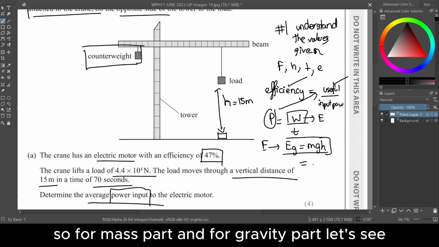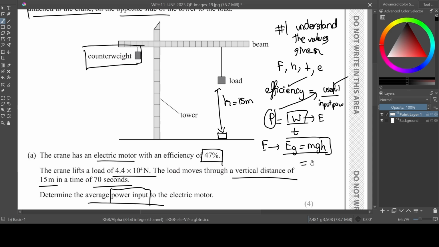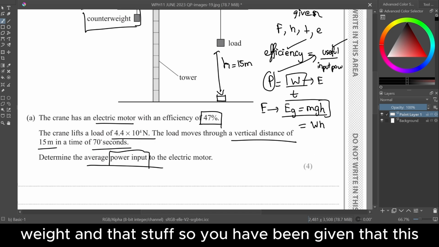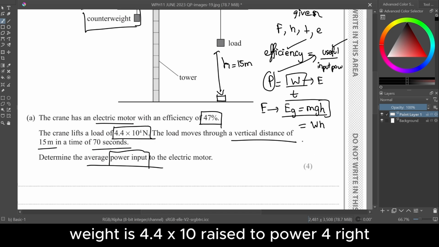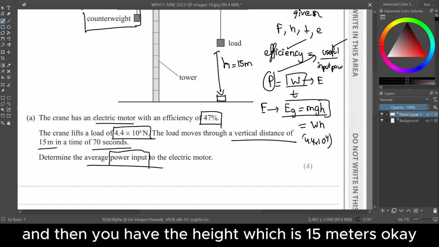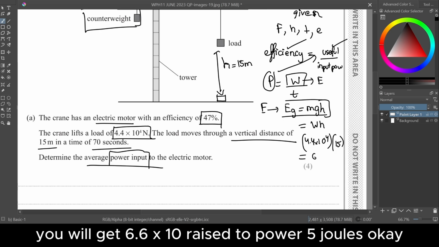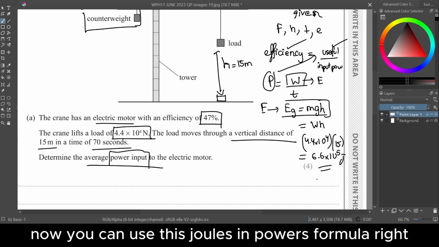So for mass part and for gravity part, let's see. So mass and gravity can be written as W, weight. So you have been given that this weight is 4.4 times 10 raised to power 4, right? And then you have the height, which is 15 meters, okay? So if you calculate this value, you will get 6.6 times 10 raised to power 5 joules, okay? Now you can use this joules in power's formula, right?